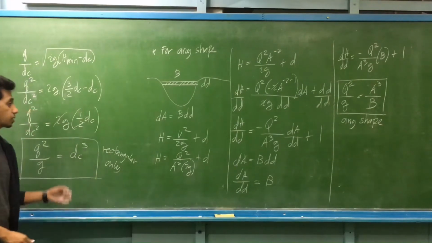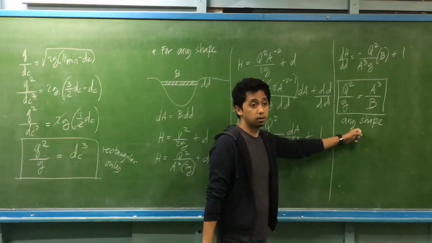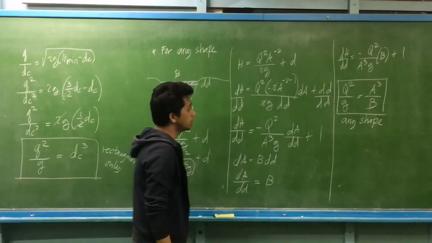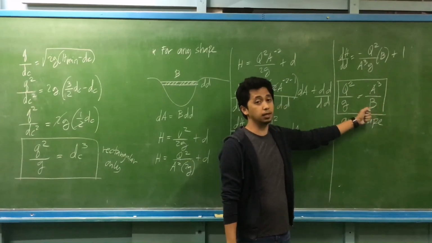So this one is only for rectangular. This one is for any section for the computation of the critical depth. All you have to do is express area and the top base in terms of the critical depth.